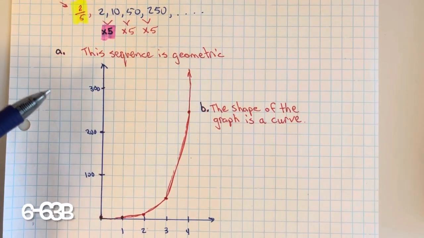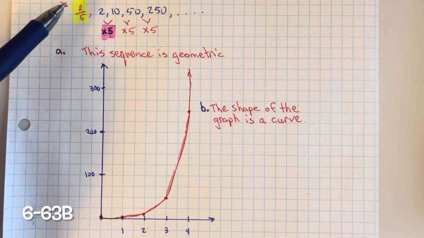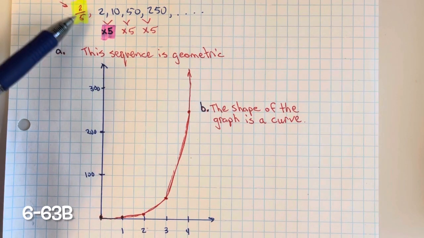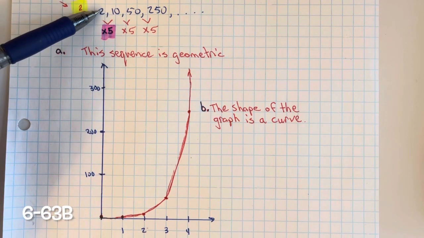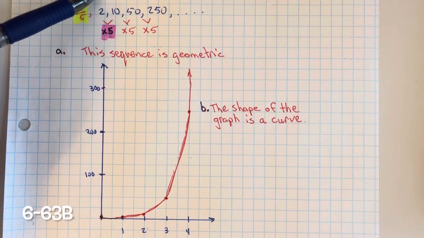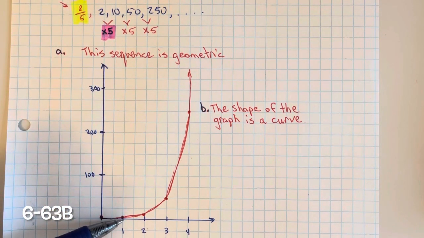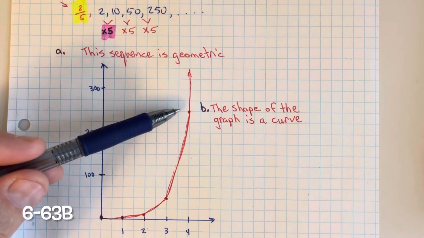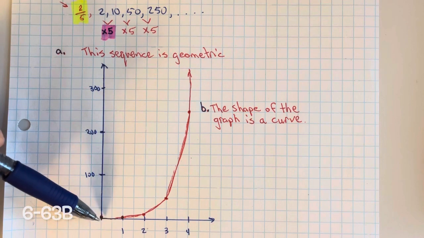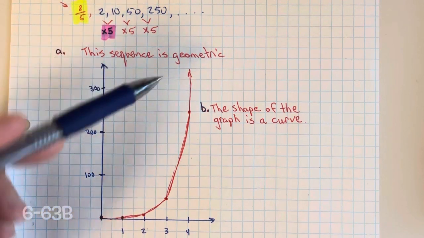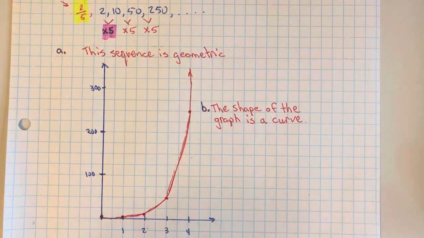Part B, describe the shape of the graph. So if we were going to put these points on a graph, remember the 0th term would be 0, 2/5. This is the first term. Sequences always start with the first term. So the first term is 2, second term is 10, third term is 50, fourth term is 250. And you can see that it's not a line, this is a curve. So the shape of the graph is a curve.